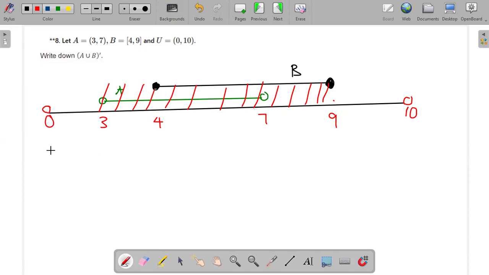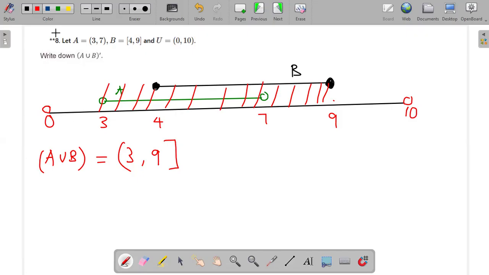So if I write down my A union B, it will be equal to, where it's starting here, it's at 3, but the 3 is not included there. And then it's going all the way to 9, but the 9 is included. So this is my A union B, but now I want to find its complement.